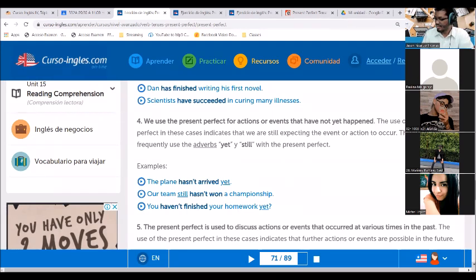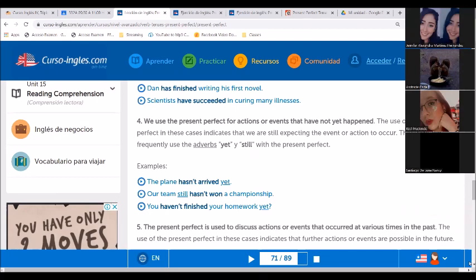We use the present perfect for actions or events that have not yet happened. The use of the present perfect in this case indicates that we are still expecting the event or action to occur. Therefore, we frequently use the adverbs yet and still with present perfect. Example, the plane hasn't arrived yet. Our team still has not won a championship. You haven't finished your homework yet.